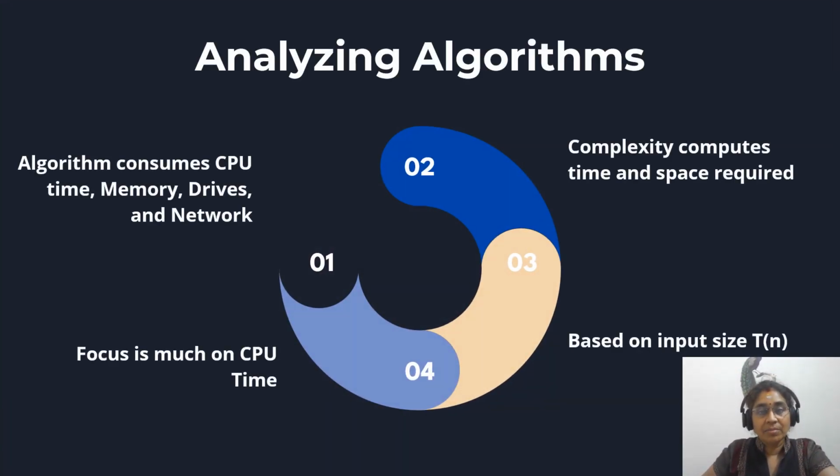So every algorithm needs to be analyzed. Implementation of an algorithm definitely consumes CPU time, memory, drives, and network. But the focus is much on CPU time. Generally, an algorithm is analyzed based on time versus the input size, represented as T(n). In simple words, the complexity of an algorithm computes the amount of time and space required by the algorithm for the given input size n.